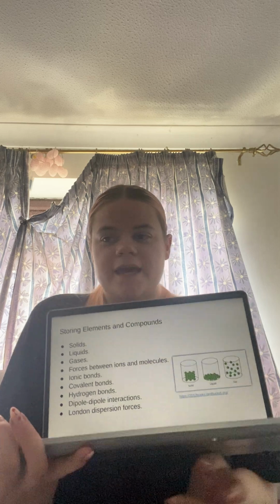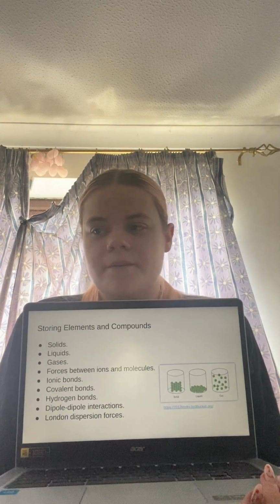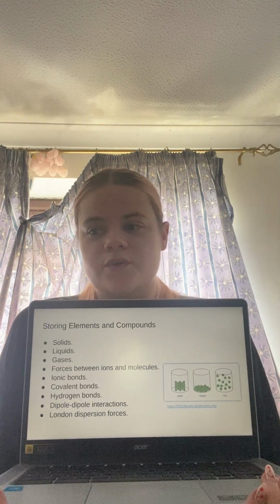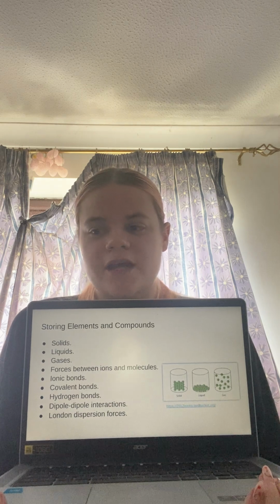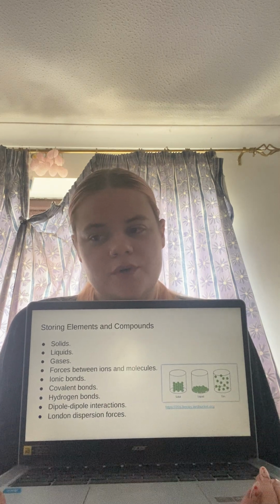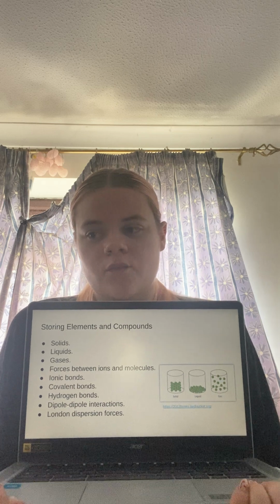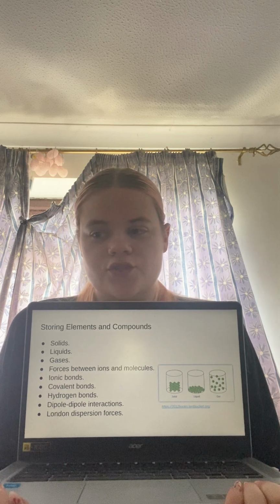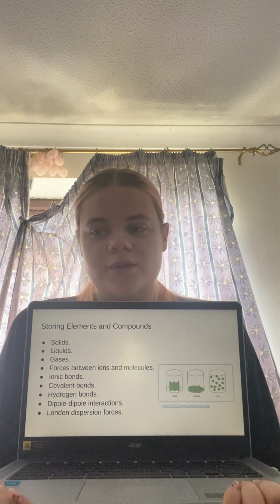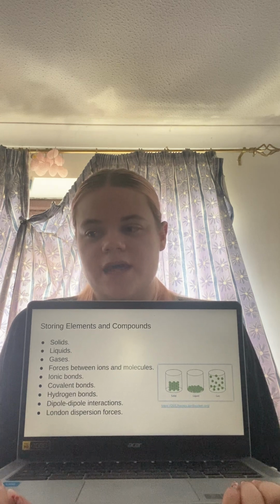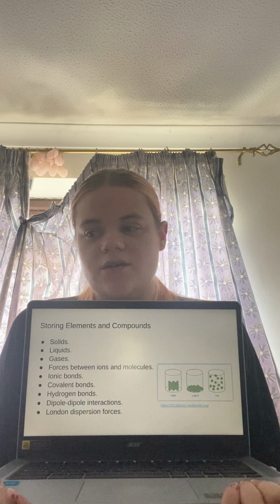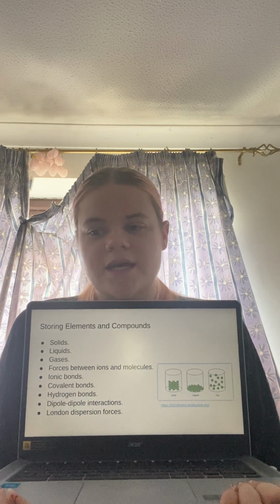An ionic bond is a chemical bond formed by electrostatic attraction between oppositely charged ions. This happens between metals and non-metals. A covalent bond is a chemical bond where one or more electron pairs are shared between atoms. This happens with non-metals. A hydrogen bond is an intermolecular force that happens when a hydrogen atom is covalently bonded to an electronegative atom like oxygen.